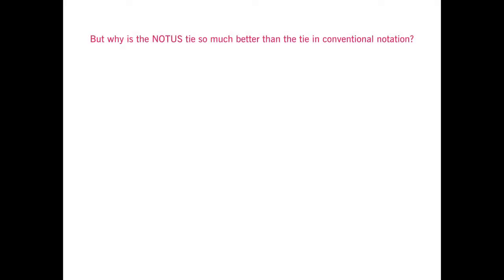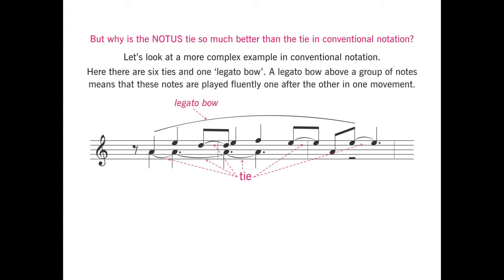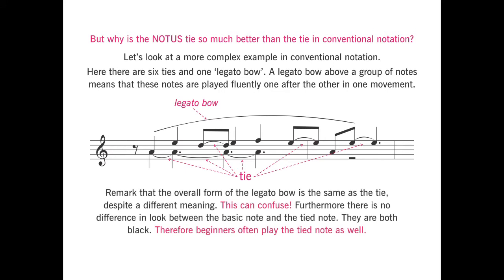But why is the NOTUS tie so much better than the tie in conventional notation? Let's look at a more complex example in conventional notation. Here, there are 6 ties and 1 legato bow. A legato bow above a group of notes means that these notes are played fluently one after the other, in one movement. Remark that the overall form of the legato bow is the same as the tie, despite a different meaning. This can confuse. Furthermore, there is no difference in look between the basic note and the tied note. They are both black. Therefore, beginners often play the tied note as well.